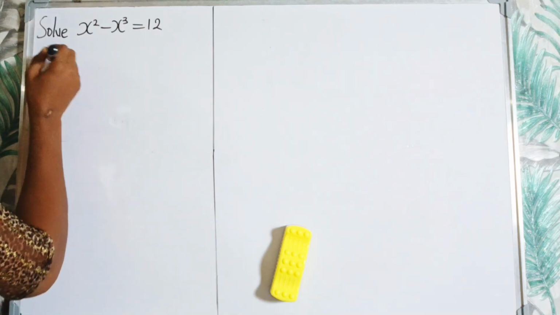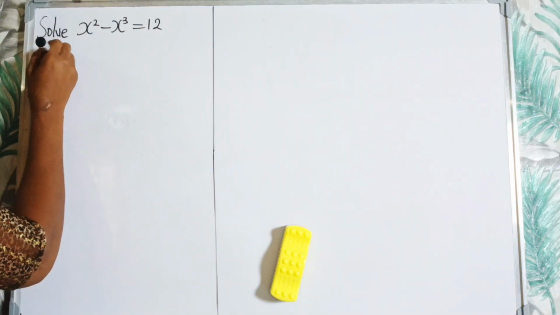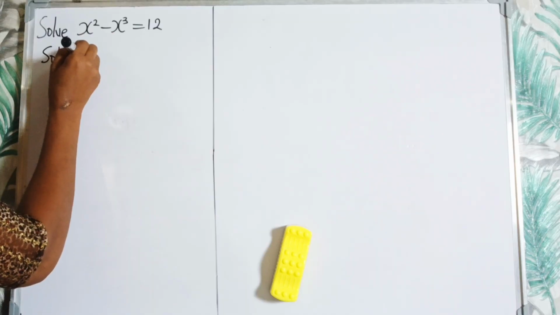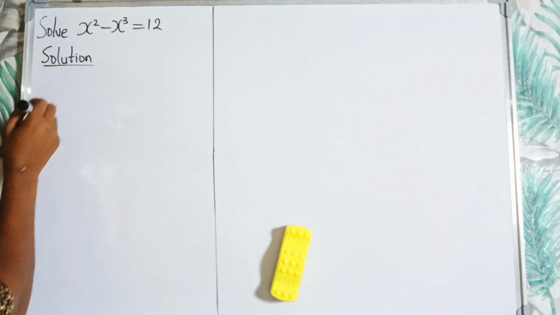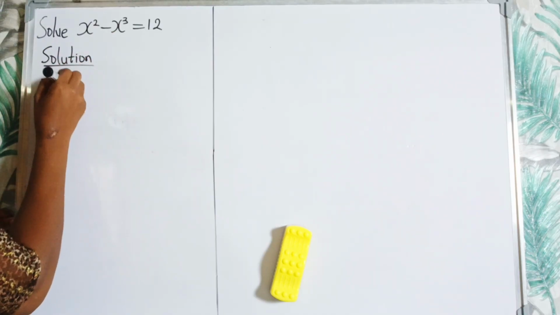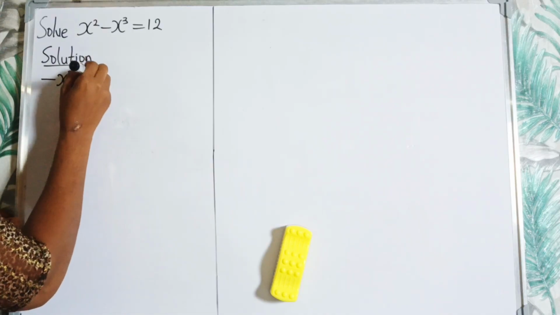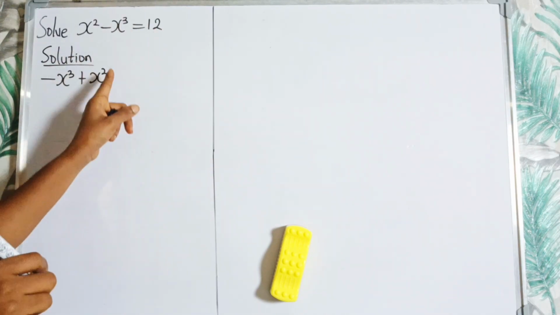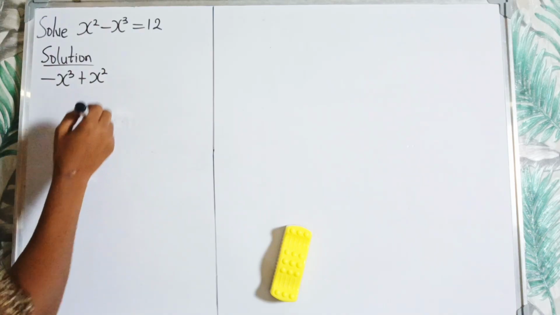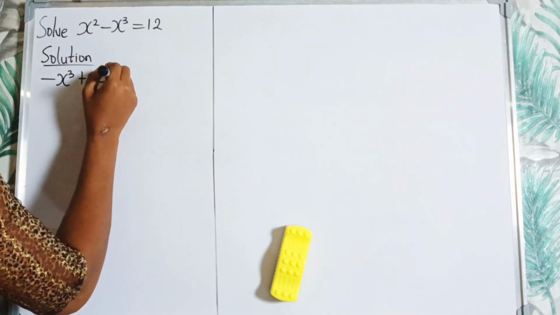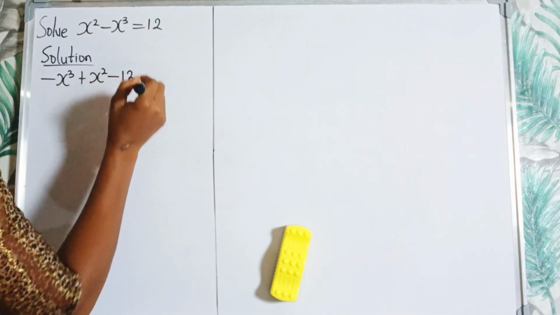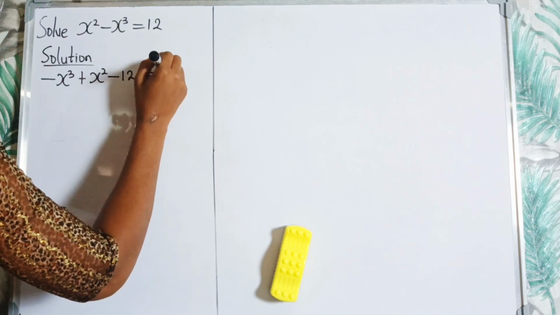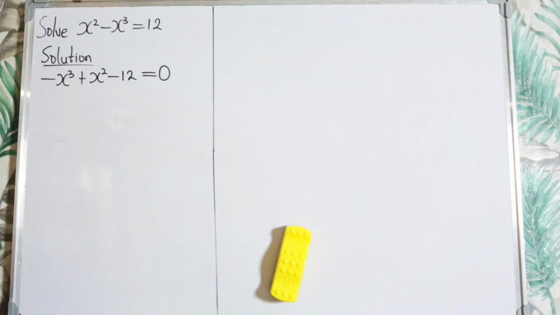Okay, so now we have a solution. So we have minus x cubed plus x squared. We're also going to bring our 12 to this part of the equation. So when it crosses over, it will become minus 12. And everything is now equal to 0.